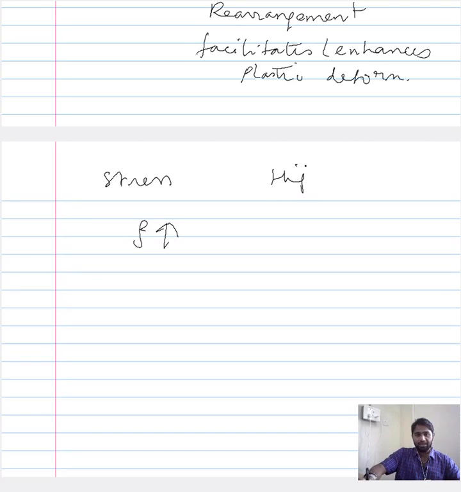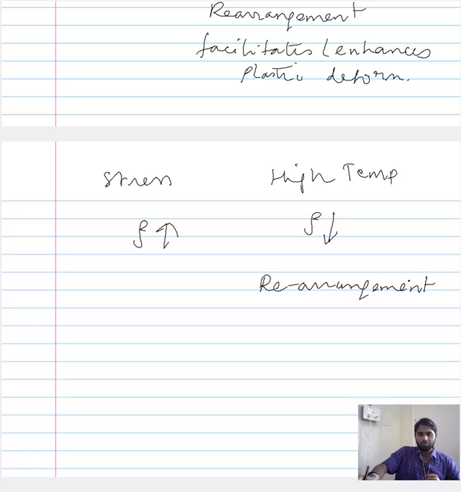However, because of the high temperature that we consider, the dislocation density decreases because we have annihilation and also the rearrangement. Now incidentally, the rearrangement is also referred to as polygonization. I'm not going to write the whole term here, it's getting a bit tedious. So it's polygonization. So this is what the rearrangement does.